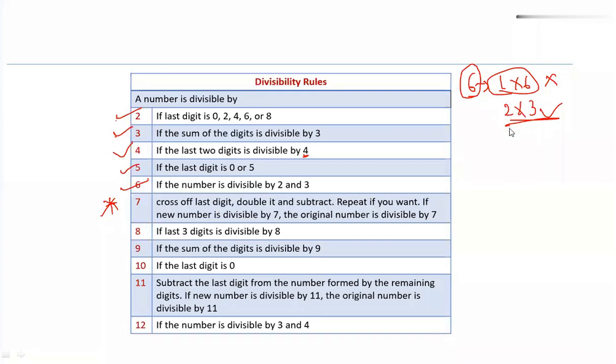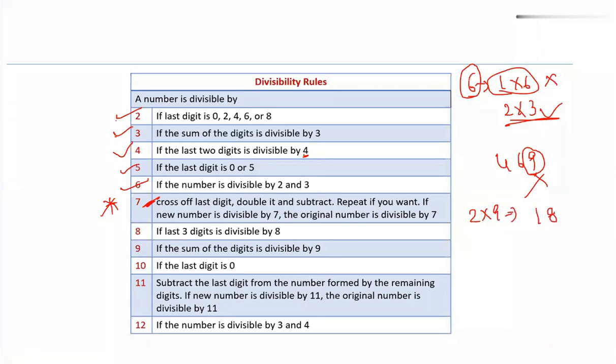Out of which I'm taking 469 to explain the divisibility rule for better understanding. This theory point you may be having a doubt about. Once I explain this, you can understand how the divisibility rule of 7 is calculated. Cross off the last digit. What is the meaning of last digit? Last digit is nothing but this one. Take it out, then double it and subtract. What is the double value of this? Double value of this is nothing but 18.